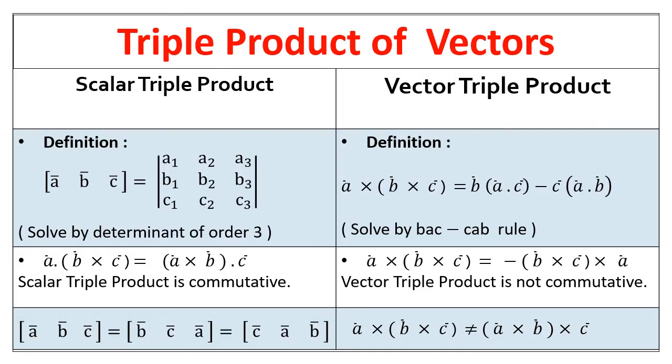So we will see the comparative study of triple products of vectors, the scalar triple product and the vector triple product. See, the scalar triple product we can solve by a determinant of order 3, and the vector triple product we will solve by the back minus cab rule. The scalar triple product is commutative. So the cyclic change of vectors A bar, B bar, C bar in the scalar triple product does not change its value, while the vector triple product is not commutative. So the cyclic change of vectors is not equal.